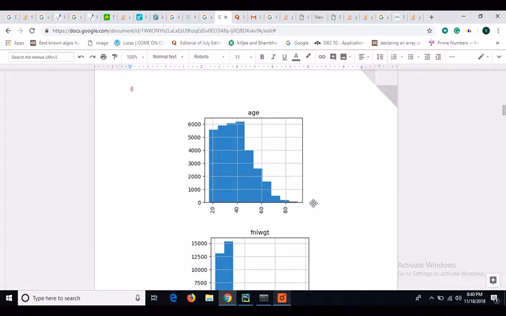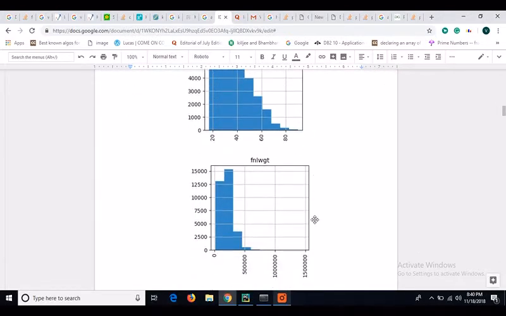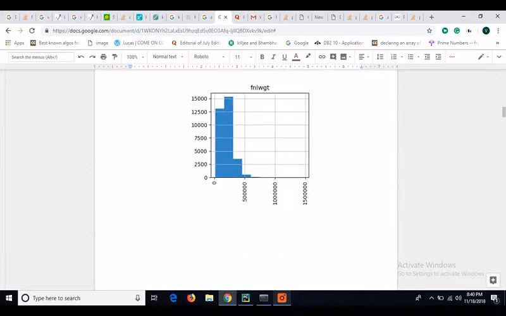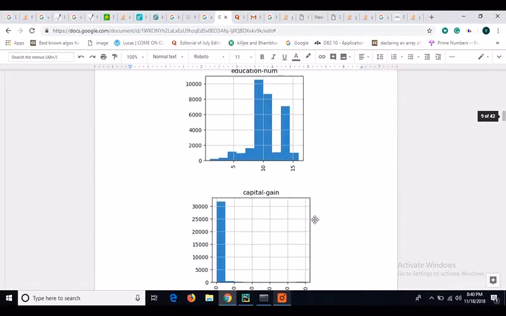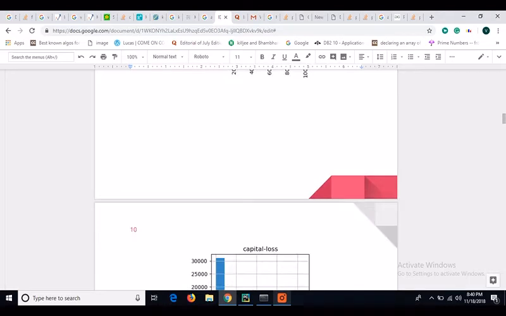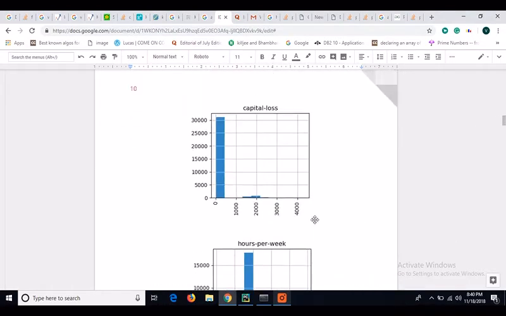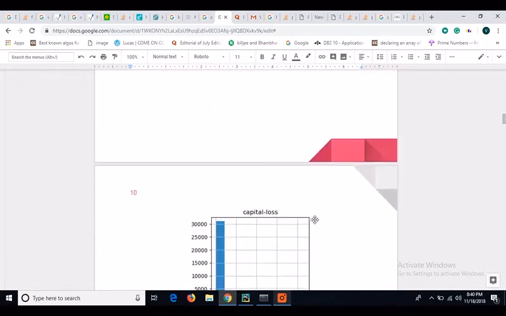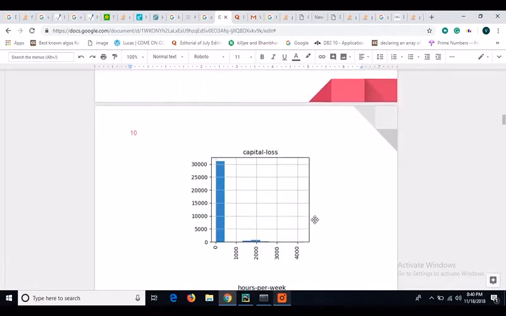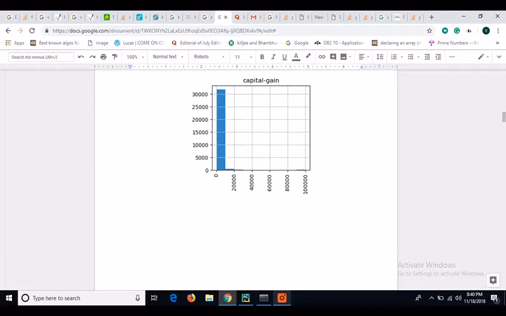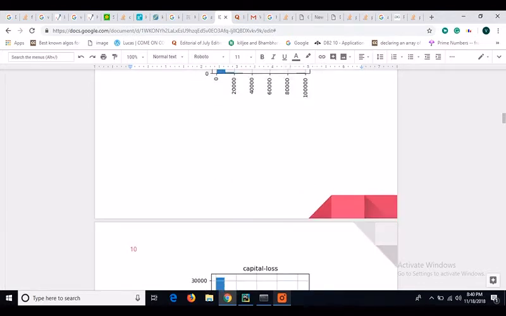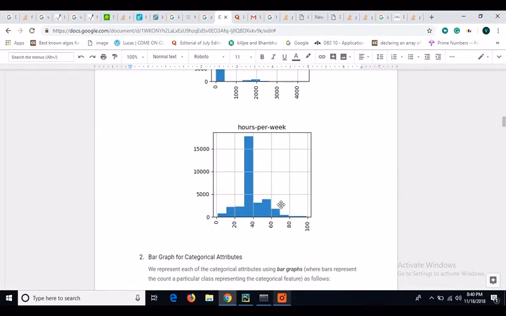So this is the distribution of age, FNLWGT, education num, capital gain, capital loss, and hours per week. It can be clearly seen that capital gain and capital loss are highly skewed distributions having a large number of zero entries. This part will be handled in the pre-processing section of our data.